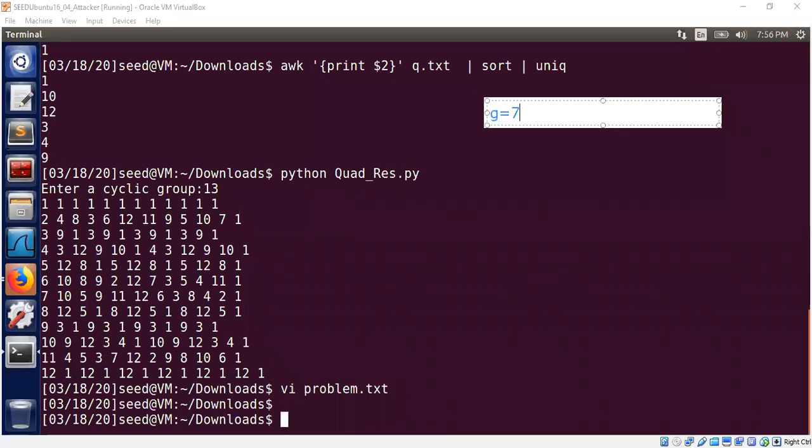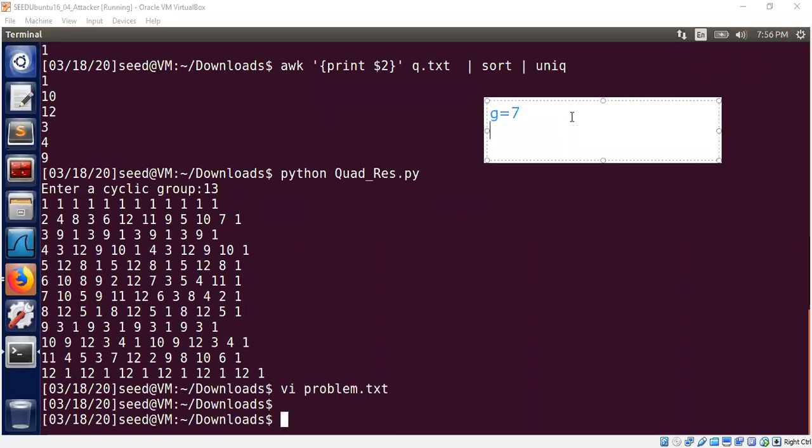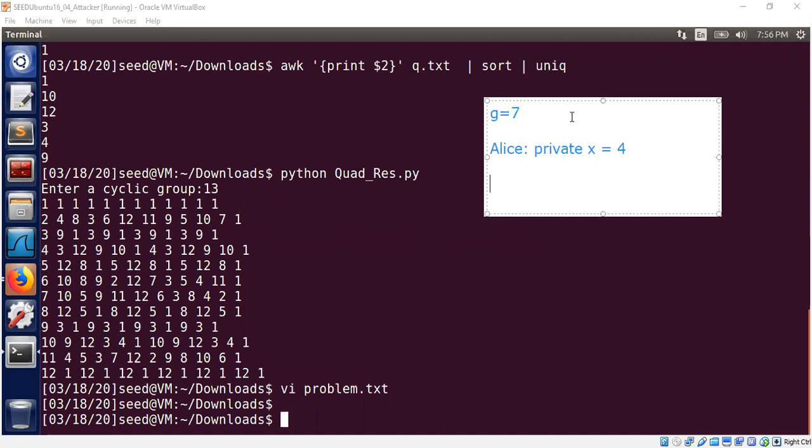G is 7. Let's assume I am Alice for now, and I picked my private x as 4, okay? Of course, 4 is secret, nobody knows except Alice. But can Eve figure out that my x is an even number? Can Eve find out x is an even number? Here is how we can go about it.